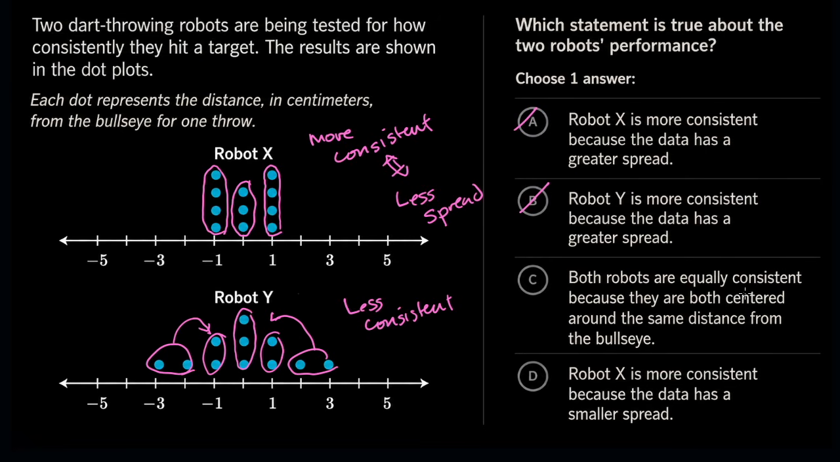Both robots are equally consistent? Nope, that's not right. Because they are both centered around the same distance from the bullseye. It is true that both of these look like their means will be right at hitting the bullseye, but that doesn't talk about consistency. They might have the same mean, but robot Y is definitely less consistent. Robot X is more consistent, yep, because the data has a smaller spread. Yep, we like that one.